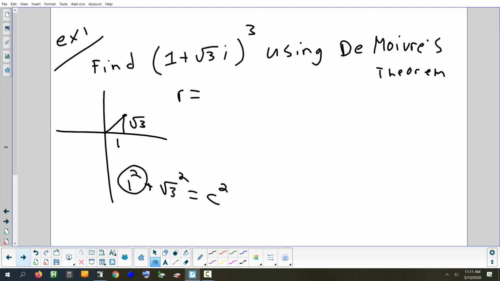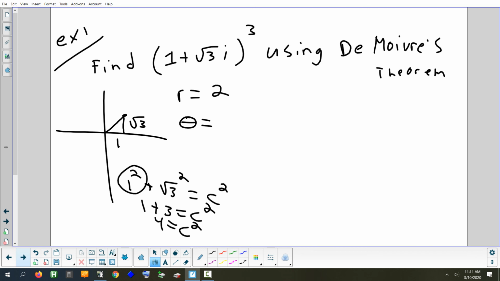So what did you get for this one first? 1 to the second power, 1 times 1, which is 1. And then the square root of 3 squared? Yep, the square root of 9, which is 3. So now we have 1 plus 3 equals c squared. So that gives us 4 equals c squared. Chris, which means c equals what? 2. So radius is 2.